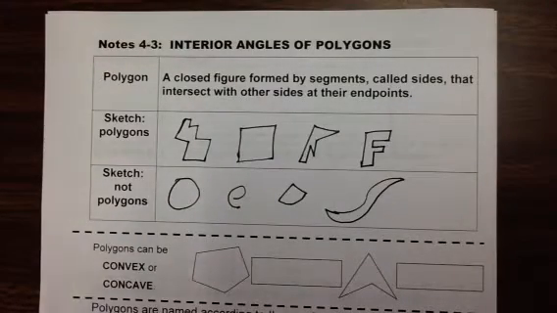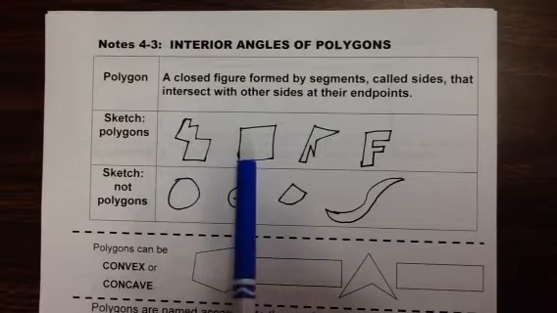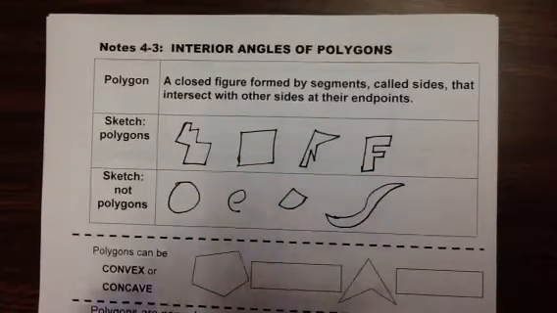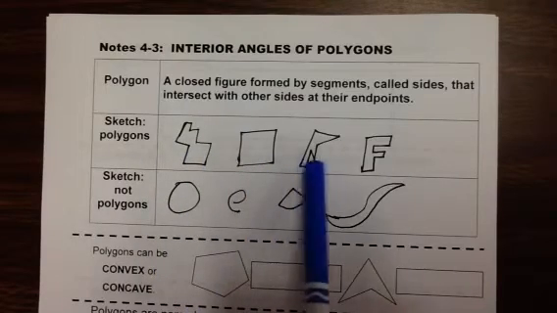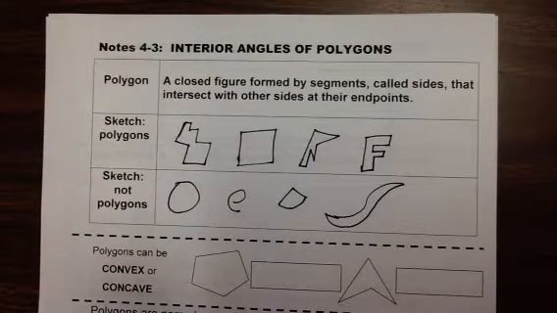Today we'll be talking about interior angles of a polygon. But first, let's make sure that we've got a good definition for what a polygon is. A polygon is a closed figure formed by segments called sides that intersect with other sides at their endpoints. So this top box has examples of segments that all meet at the endpoints, which make closed figures, otherwise known as polygons. So these are all examples of polygons.